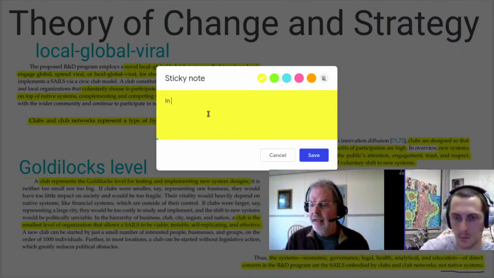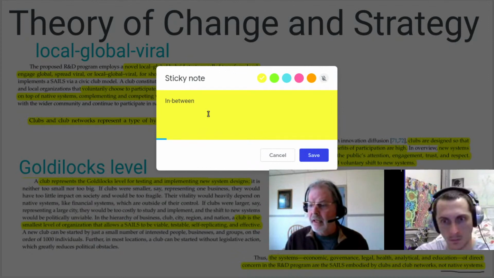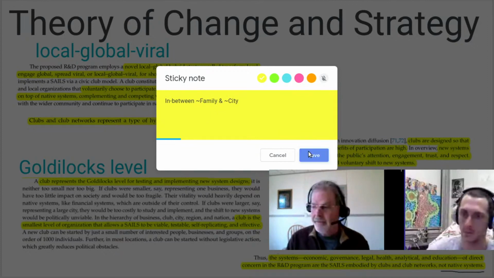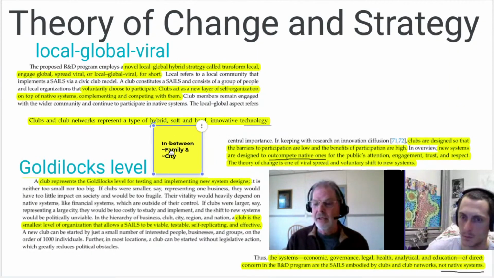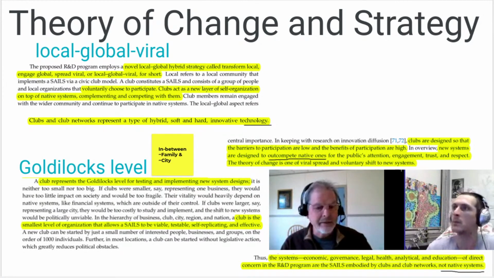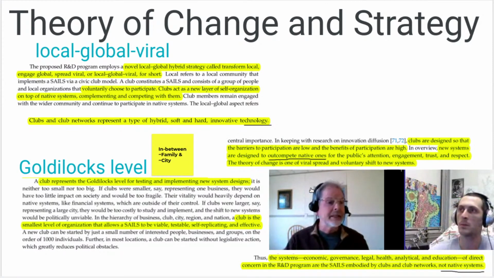I think of that as the Goldilocks level. This in-between level, the middle ground, as I sometimes call it, is the smallest level of organization that would allow a club to be viable, testable, self-replicating, and effective. Anything smaller than the club level, say just a business, has to compete in an environment against other businesses to survive. And if those other businesses are not on the same program, they might have advantages that the new business model might not have.